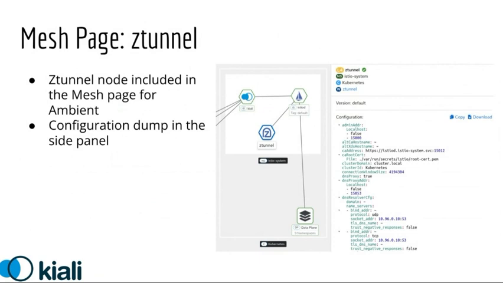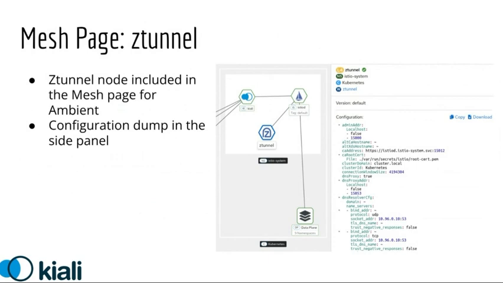So when we are in an ambient mesh, Kiali is also going to look for the ztunnel workloads and is going to include this node. So we are going to be able to see that in our mesh page. And when we click on the ztunnel, we are going to be able to see the ztunnel information, where it is deployed. That usually is in the Istio system namespace, but it doesn't need to be there always. It's going to show us the version, and it's going to show a configuration that is obtained from the config dump of the ztunnel pods.